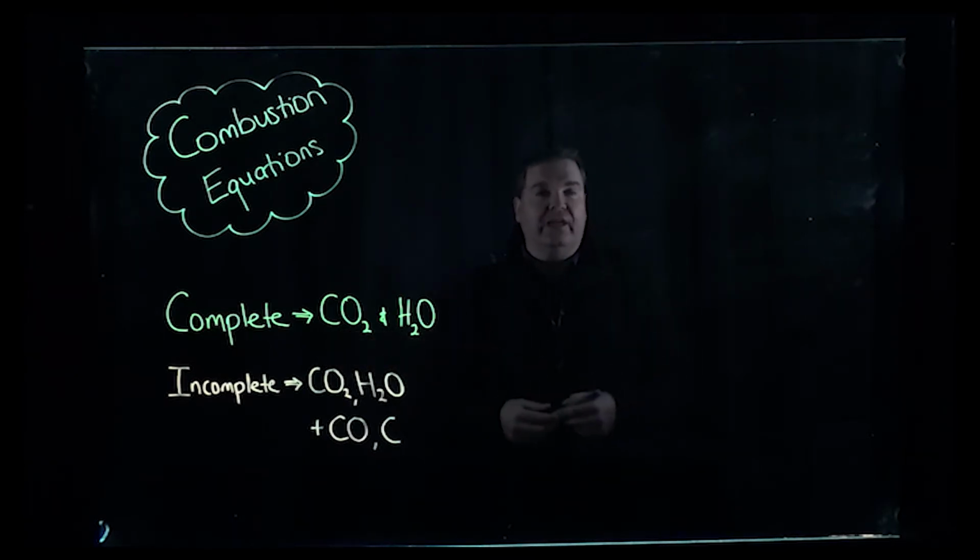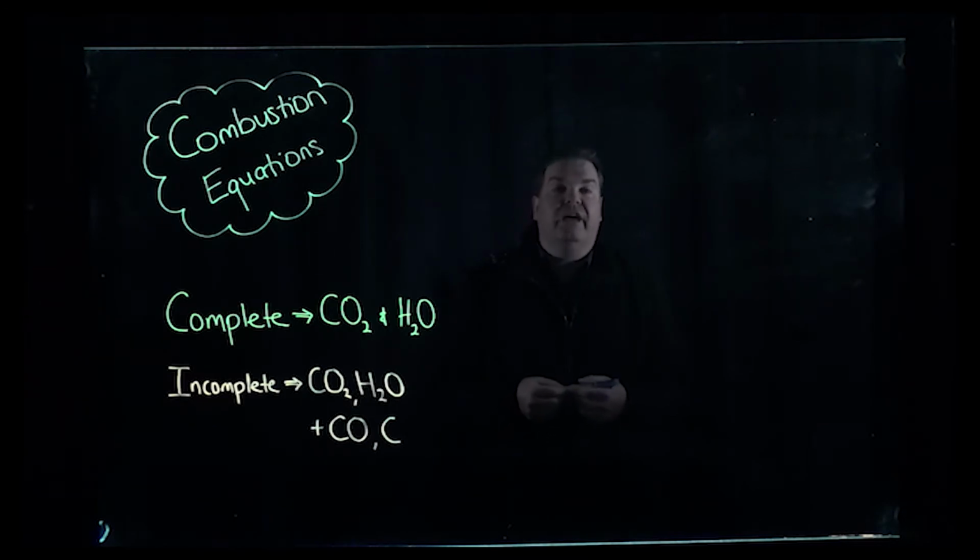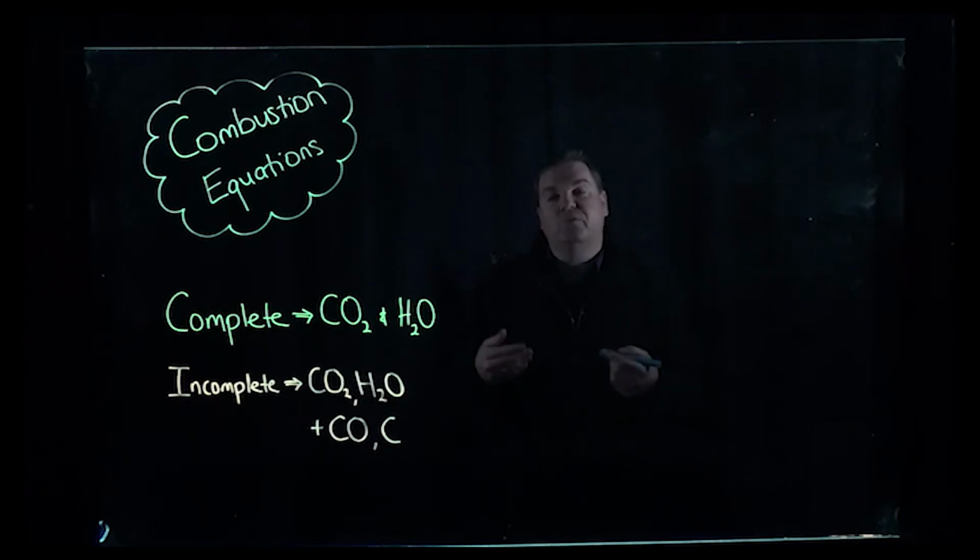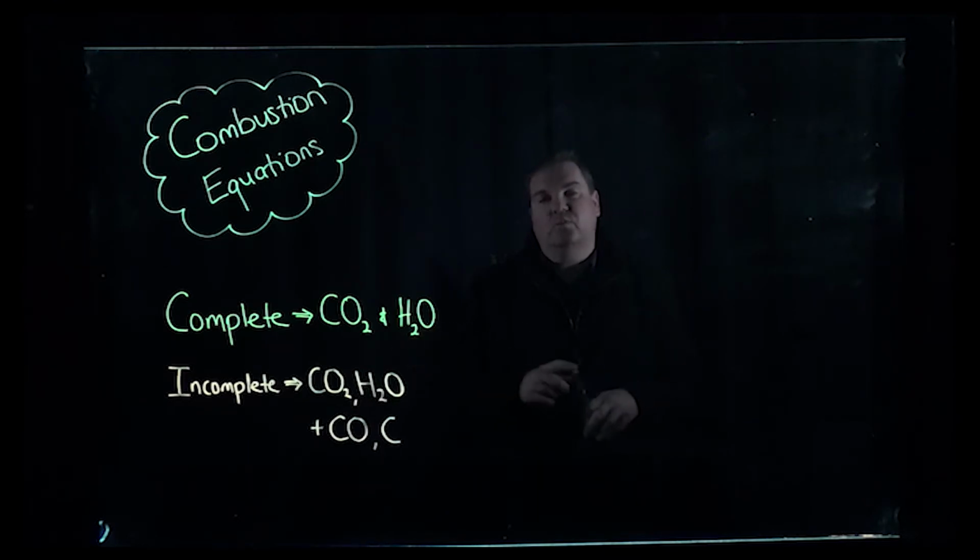Now, if you don't have enough oxygen, a really good indicator of that is that your flame will burn with an orangey glow to it, and there'll be a lot of soot or black smoke with it as well. That incomplete combustion is due to not enough oxygen present, which means we're not going to get all of our carbon converted to carbon dioxide. All right, we're not going to get all of our hydrogen turning into water vapor.